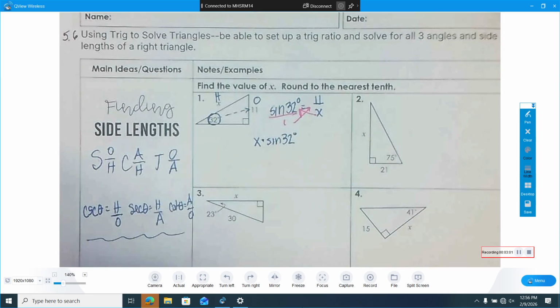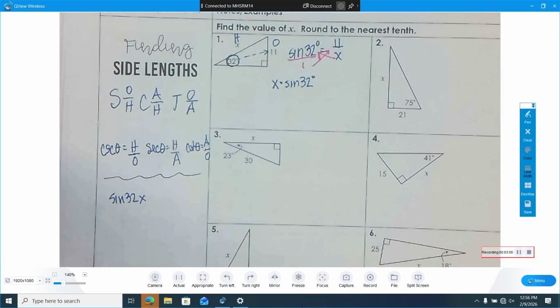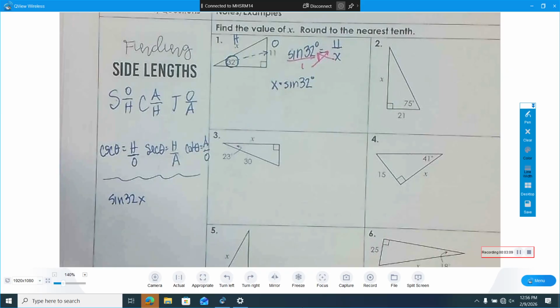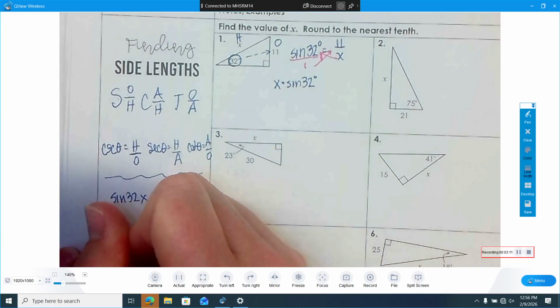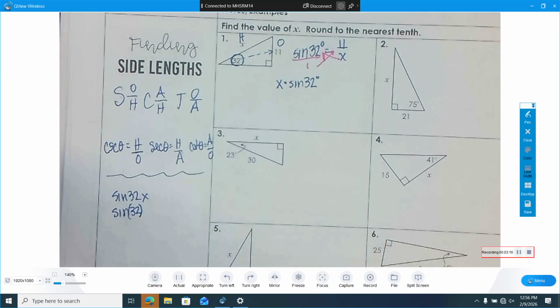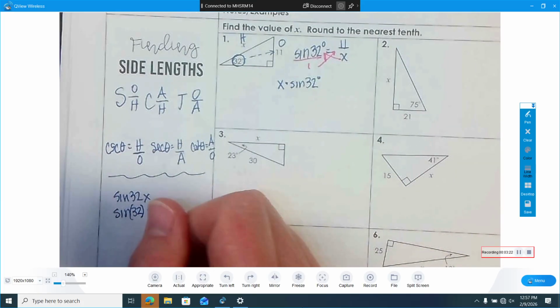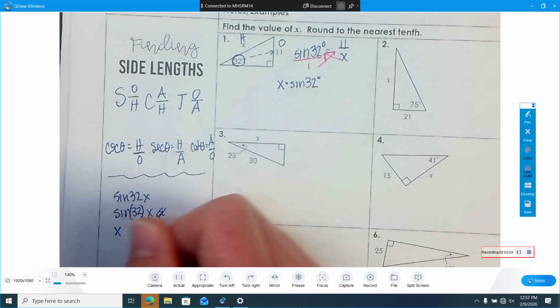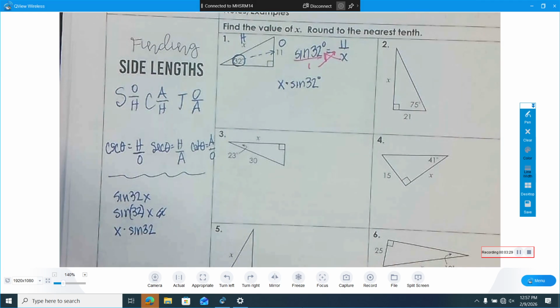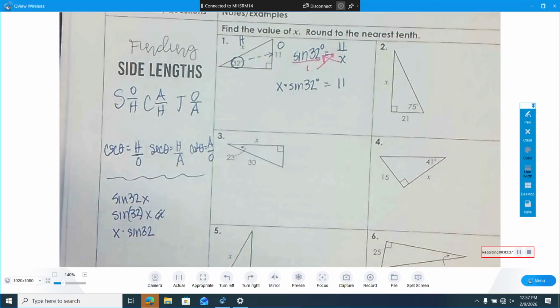I want to be careful that you don't write sine of 32x. This is improper notation and completely wrong. If you wrote sine of 32 and the 32 was captured inside the sine function and then you wrote the x, that's better, but still not really a favorite. When we multiply, we typically write things in front of sine functions, so this is really the best way to write it, so it's really clear. On the other side, we have 1 times 11, so that equals 11.